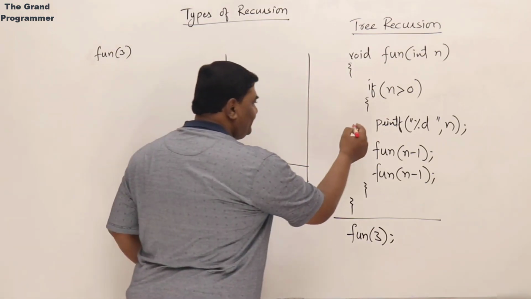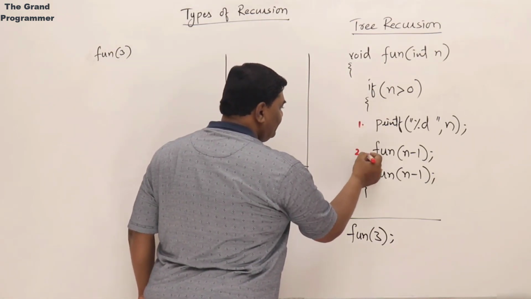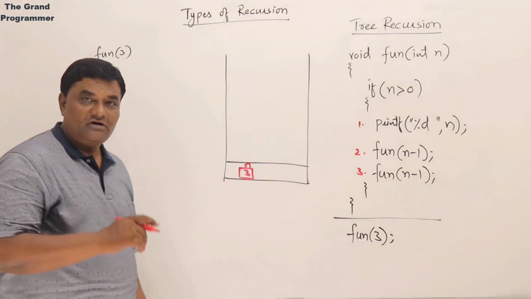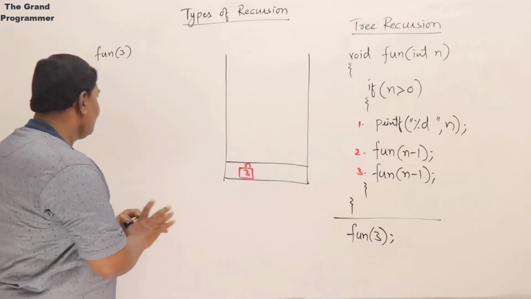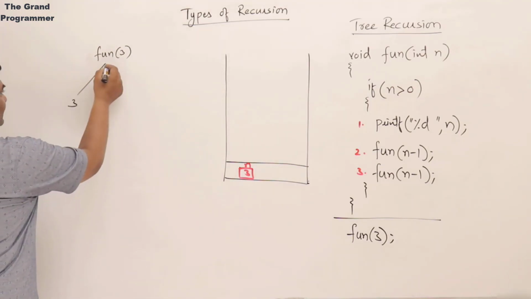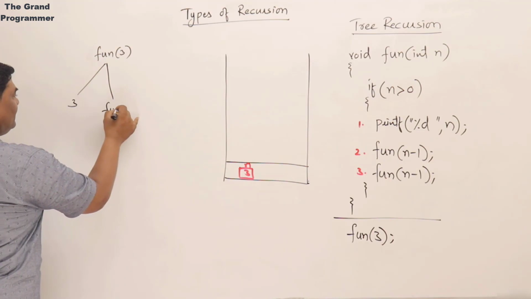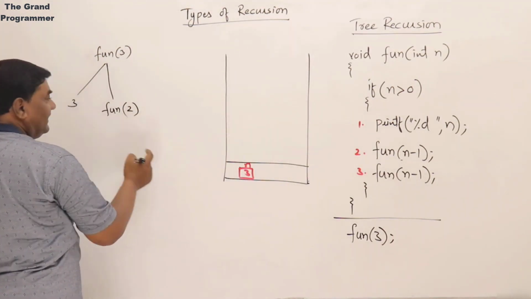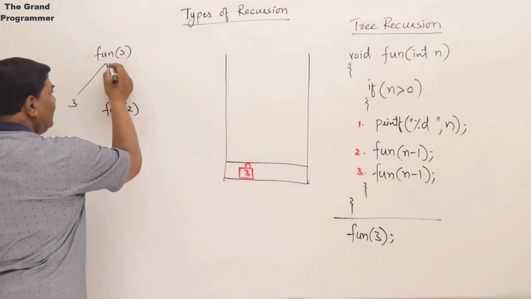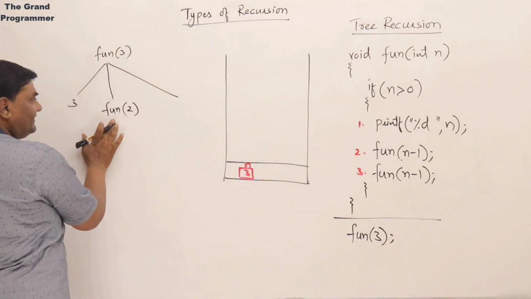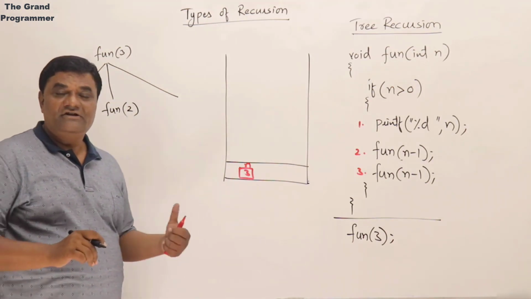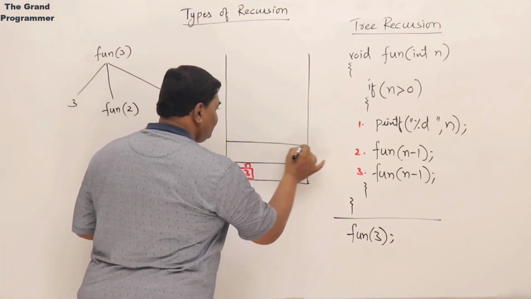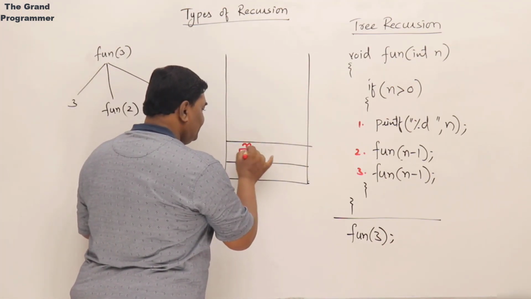Then what are the steps it has to perform? First print the value, then make 2 calls. So it will print the value 3 and make the first function call fun for n-1, that is 2. The second call it has to make, it will do once this call has finished. So let us first finish the first call. For this call, again an activation record is created where the value of n will be 2.